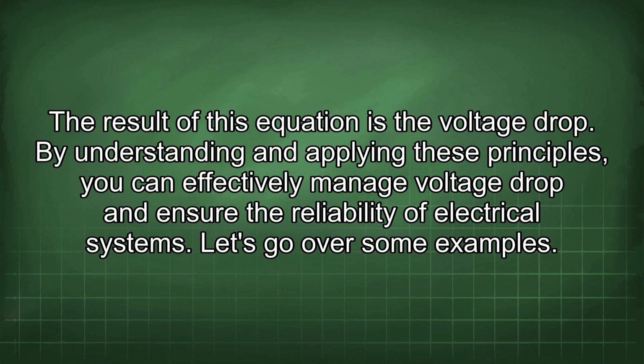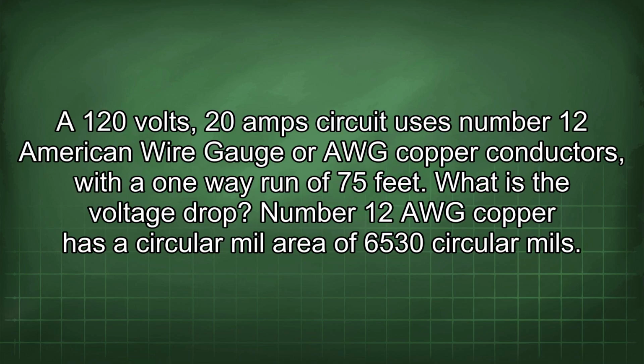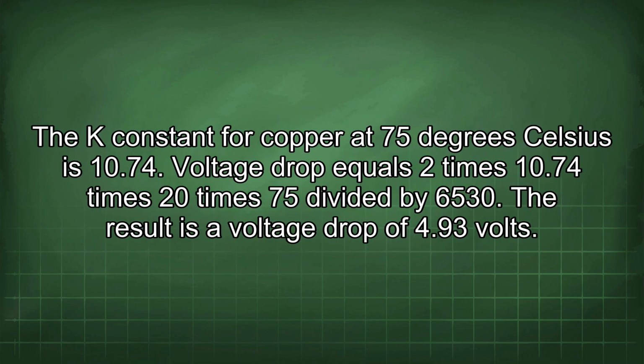Let's go over some examples. A 120 volt 20 amp circuit uses number 12 American wire gauge, or AWG, copper conductors with a one-way run of 75 feet. What is the voltage drop? Number 12 AWG copper has a circular mil area of 6,530 circular mils. The K constant for copper at 75 degrees Celsius is 10.74.